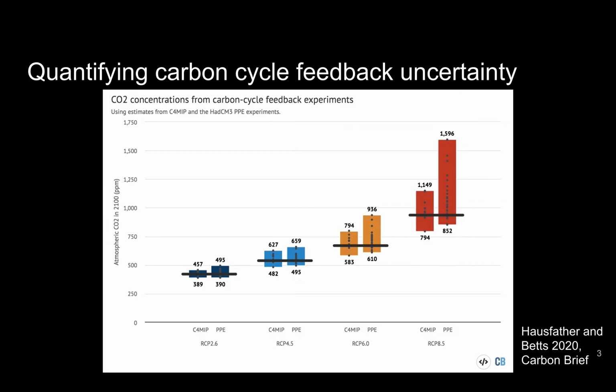And so if we take those RCP 8.5 runs for both the Perturbed Physics Ensemble and C4MIP and sample them in the year 2067, we can get a spread of carbon cycle feedback values expressed in atmospheric concentrations of CO2 that are roughly representative of what we'd expect in RCP 6.0 in the year 2100.